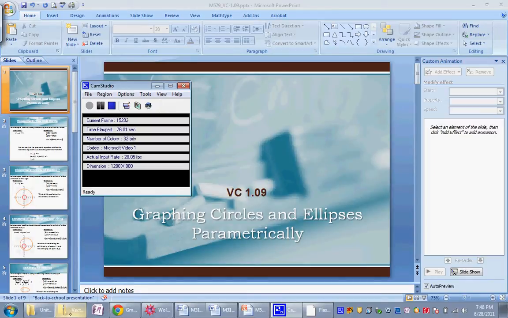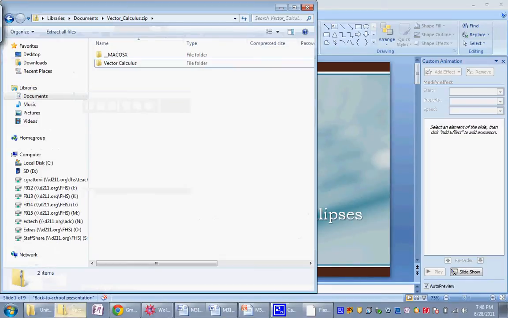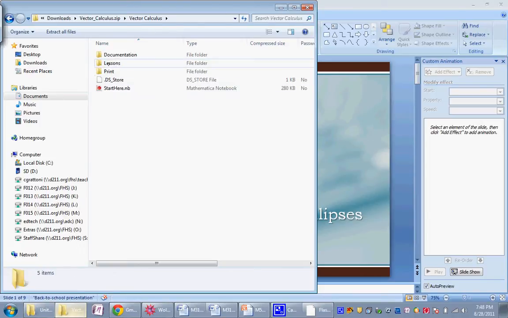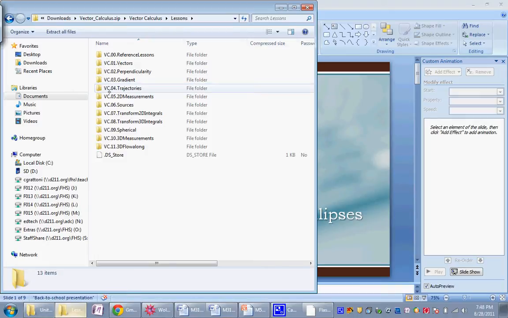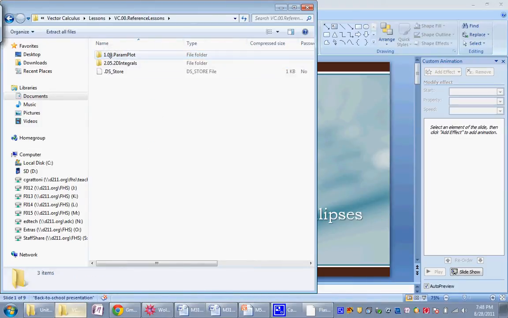Also, if you can open up your vector calculus folder when you get a chance, I'm going to show you where the materials we're going to be working on for the next 5 days are going to be. In the vector calculus folder, if you double click that and you go into lessons, the first lesson we're going to be doing is in VC00. It's a reference lesson. It's parametric plotting. We're going to review plotting things parametrically, then we'll go on to the multivariable calculus stuff.